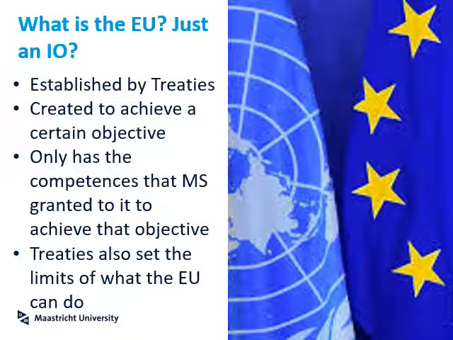If you just look at that article, we see that the EU has a lot in common with other international organizations. It was established by treaties, it was created to achieve a certain objective. It only has the competences that member states explicitly granted to it. This is something that all international organizations have in common. The competences need to be granted to them by member states. And the treaties also set limits to what the EU can do with those competences. In this way, the EU is not different from other international organizations like the UN, for example.